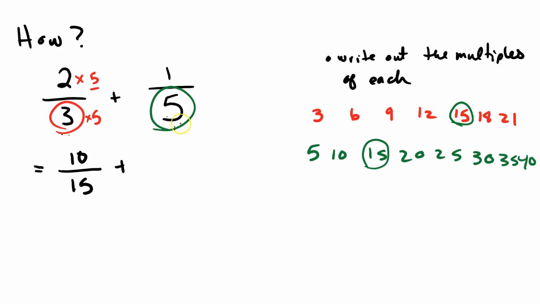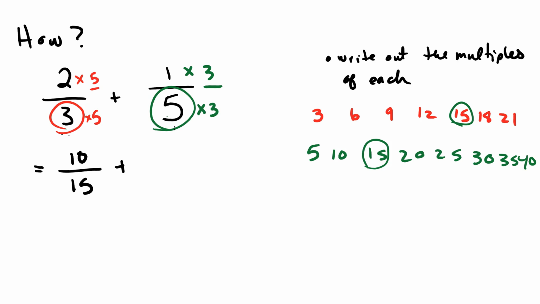Now we need to get this 1/5 into something over 15. So what I'm going to do is multiply my 5 by 3, and my 1 by 3, because I want to multiply by 3 over 3, which is just 1. Try it on your calculator. Pause it right now. 3 divided by 3, that is just 1.